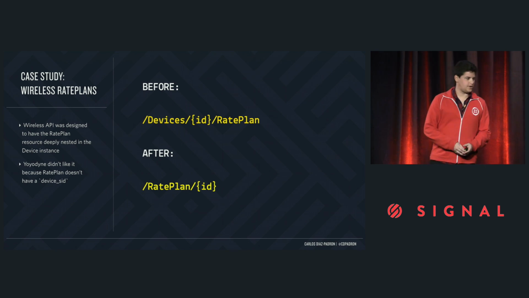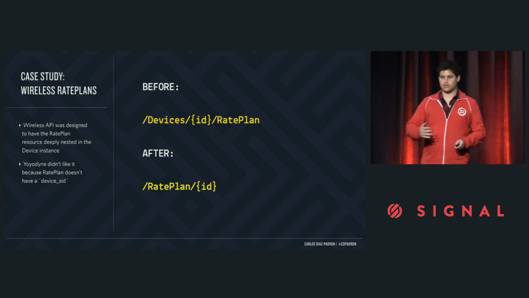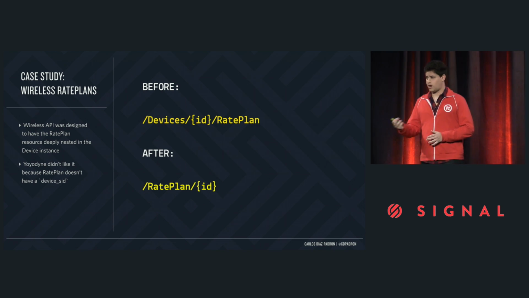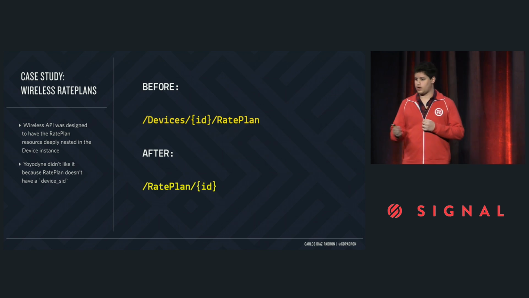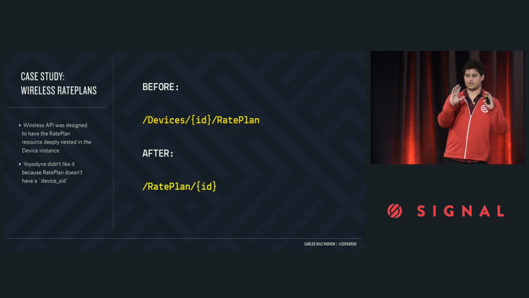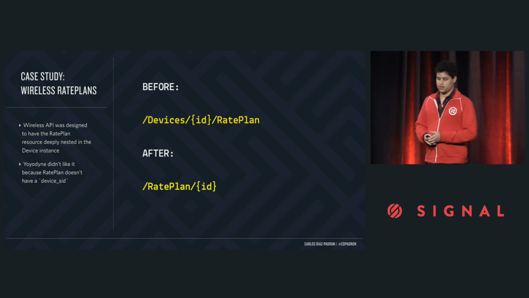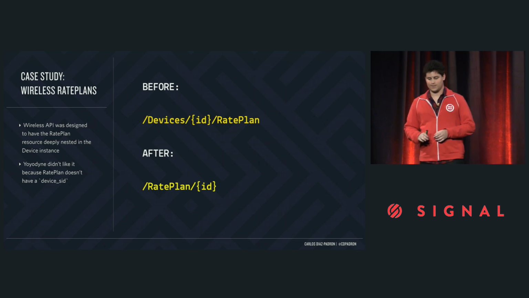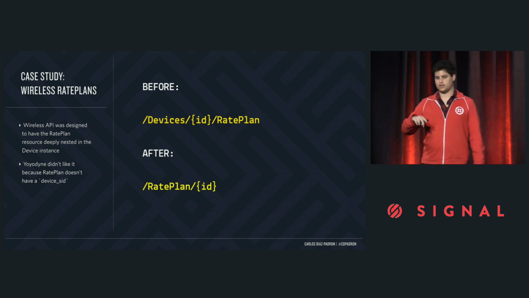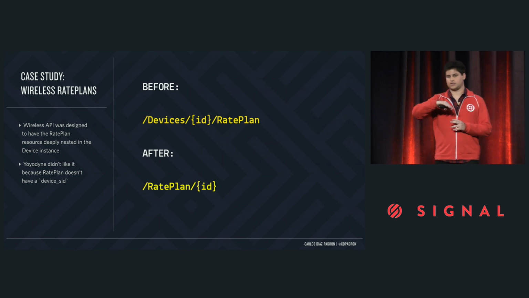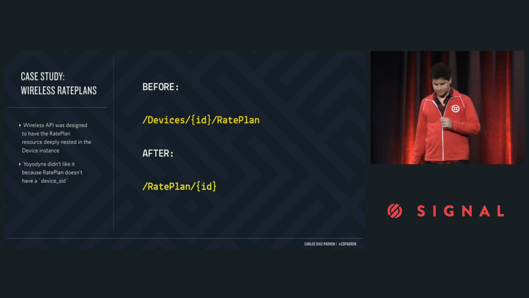So here's a case study for how the Yoyodyne definitions actually help with designing the API and the process. For the wireless rate plans that you'll find in the wireless API, the intention before was to put them as a sub-resource on the device. And Yoyodyne didn't like that when we tried to generate things. It was like, you're not going to do that, because the rate plans don't have a device SID on them, and Yoyodyne expects there to be a device SID there so that it can plug it into the path and say, yeah, this is a rate plan of this device.